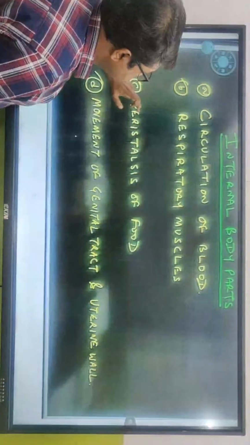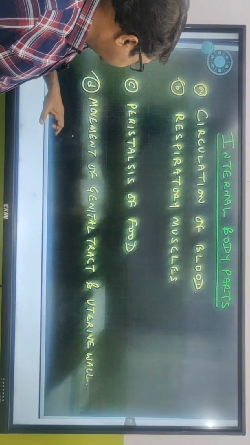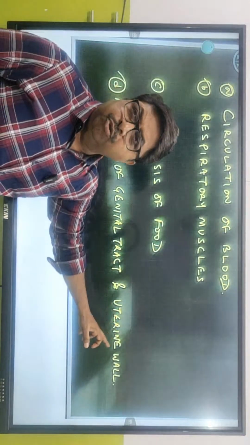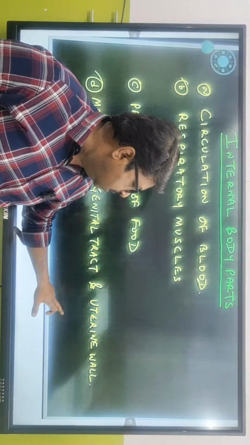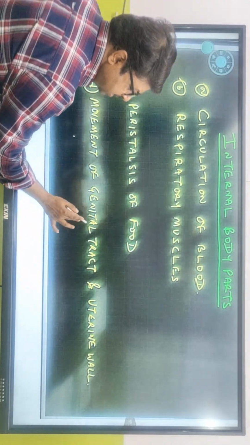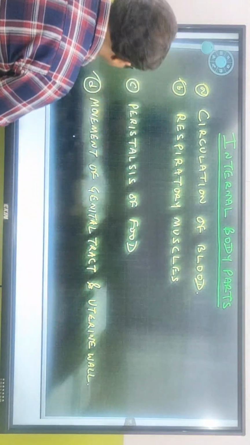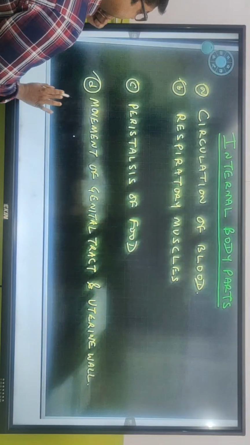Now, so ये हो गया peristalsis of food. Next क्या है? Movement of genital tract and uterine wall. कौन help करेगा मुझे यहाँ पे? Movement of genital tract and uterine wall. बोलो uterine wall और genital tract. तो देख लेते हैं इसको.